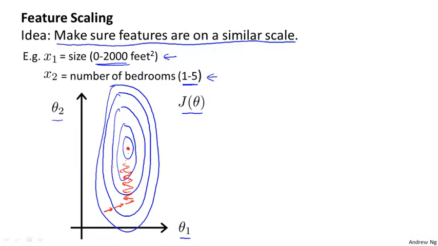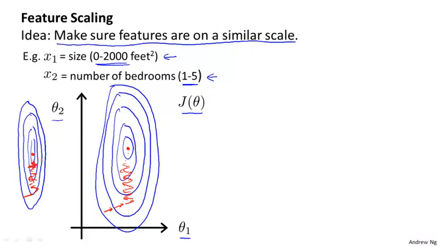In fact, you can imagine if these contours were exaggerated even more, if we were to draw incredibly skinny, tall, skinny contours, and it can be even more extreme than that, then gradient descent will have a much harder time, meandering around. It can take a long time to find its way to the global minimum.